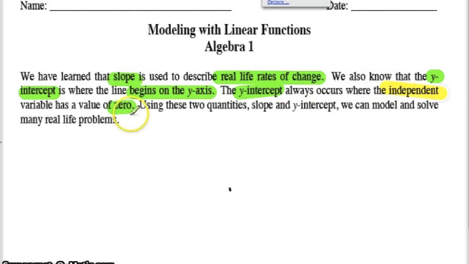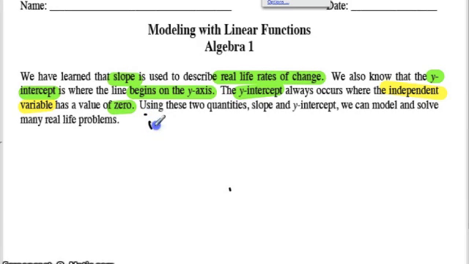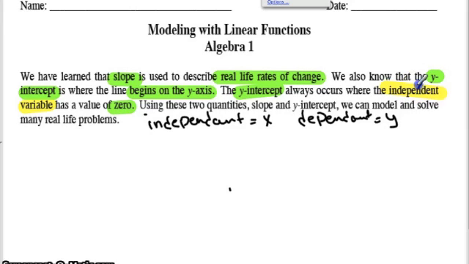Briefly, the independent variable is your x value. So we want to make sure that we know that. So let's get that in here. Independent equals x and dependent equals y. Okay, so let's just put an x here above independent. Using these quantities, slope and y-intercept, we can model and solve many real-life problems.